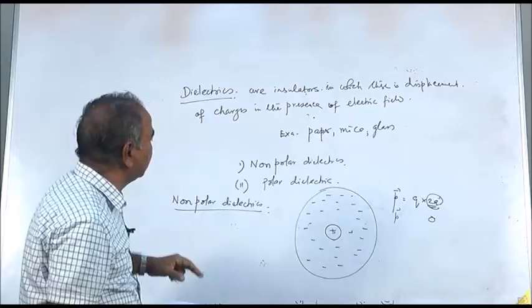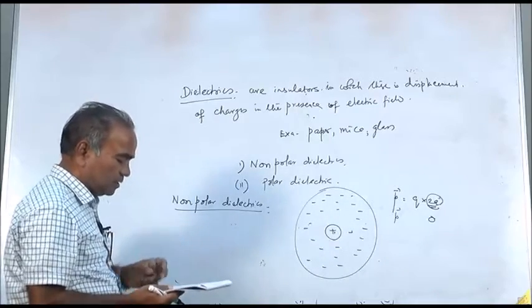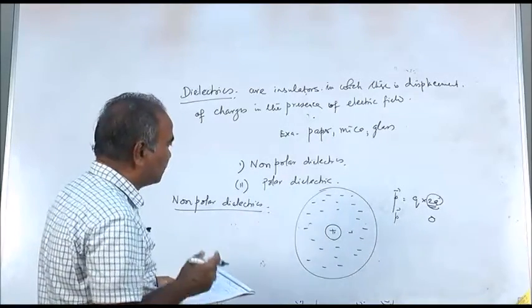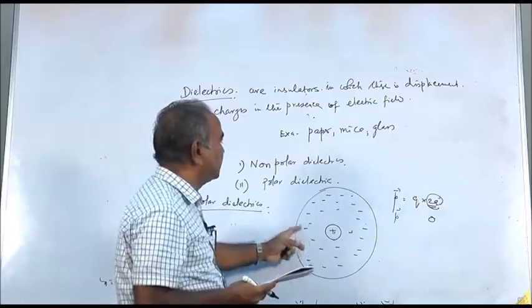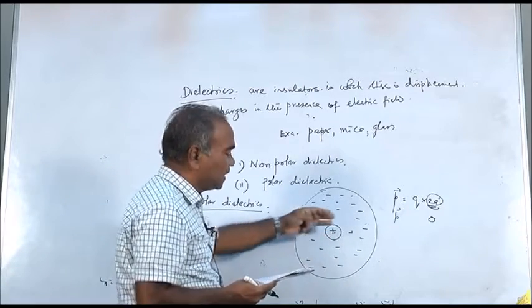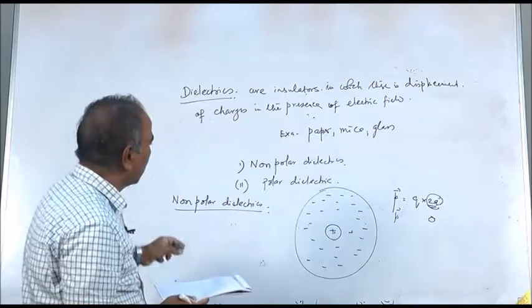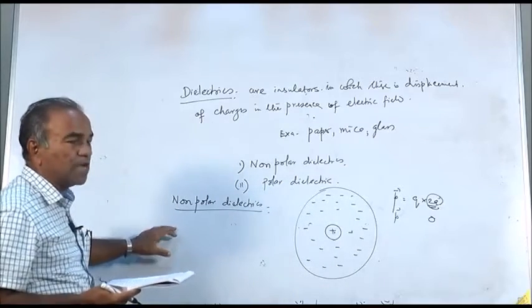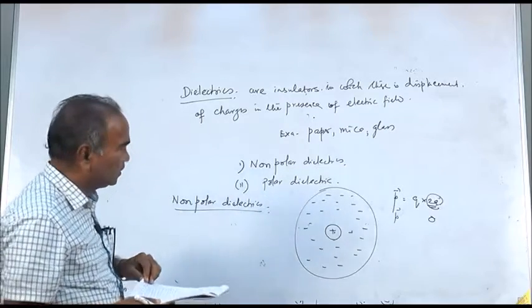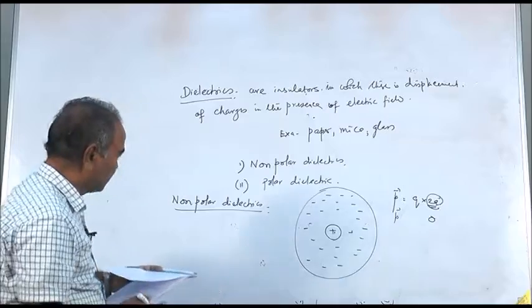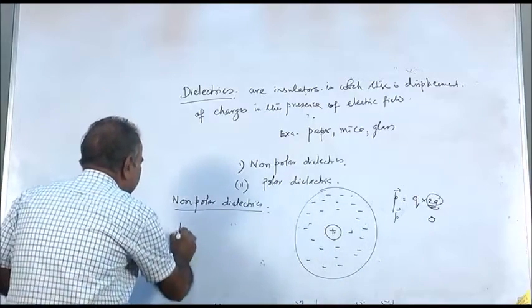But when the electric field is applied, the center of positive charge and negative charge, instead of coinciding, are displaced from each other. So, it will have a dipole moment, an induced dipole moment. So this is a dielectric.